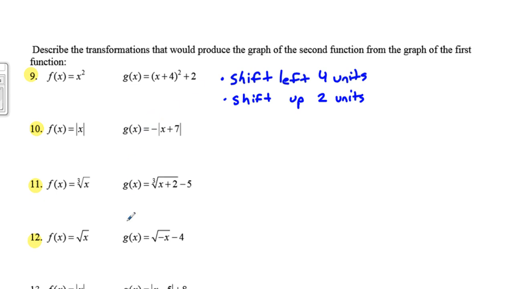I want you to work on 10 through 12, jotting down your observations. What transformation or multiple transformations do you see? And then check your answers. So pause, please. Okay, hopefully you paused. This one would be a reflection over the x-axis and a shift left. I always have to think about it. 7 units.